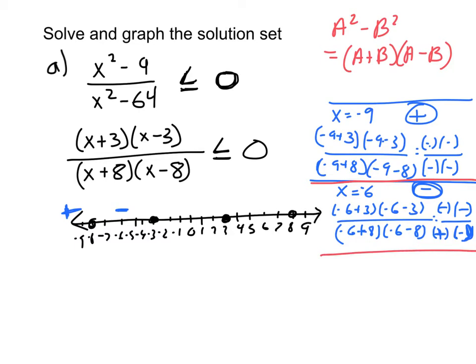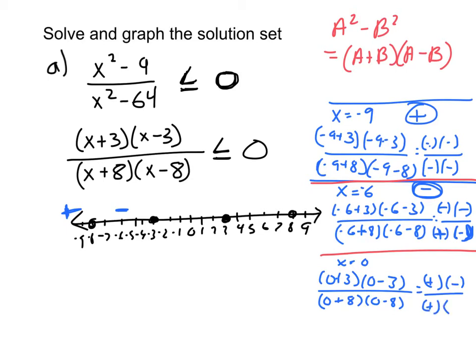Let me do another one between -3 and 3. I'll go ahead and choose x equals 0 just because it's nice and easy. It doesn't matter what point you choose, right? So if I choose x equals 0, I'll have 0 plus 3 over 0 minus 3 over 0 plus 8, 0 minus 8. So I'll have positive 3, then -3, and positive 8, and -8. Okay, the negatives cancel, so you end up getting a positive. So positive here. Okay, 2 more test points I need.